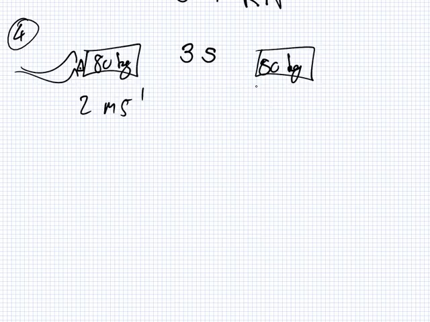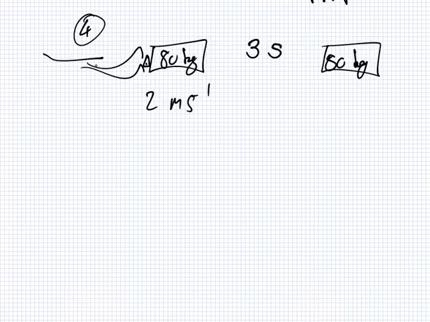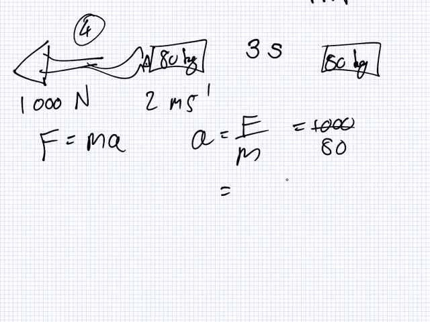How fast is the boat going after? Okay, so in this one, I give you the force. I said it's 1 kilonewton, which is 1,000 newtons. So F equals MA. So A equals F over M, which equals 1,000 over 80, which equals 100 over 8, which is 50 over 4, which is 12.5 meters per second squared.